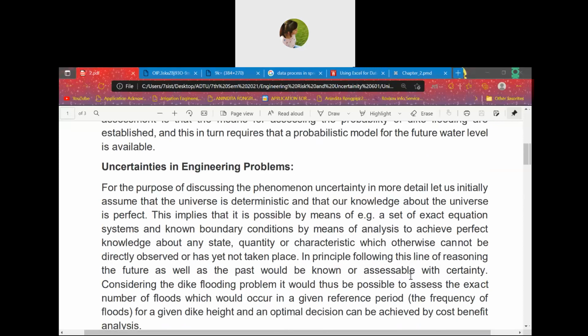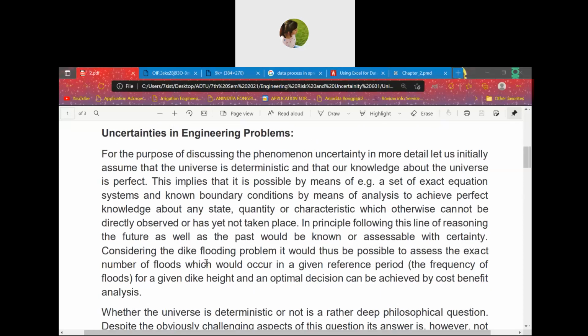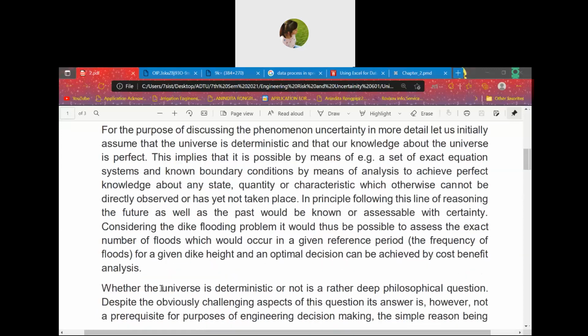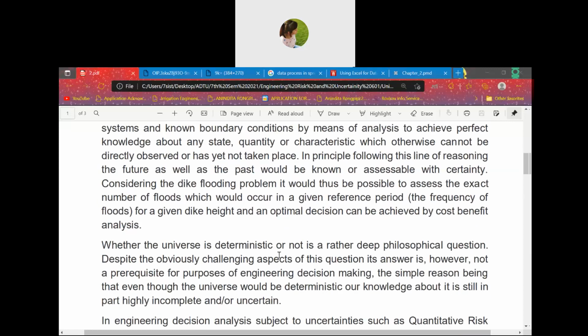Considering the dike flooding problem again, it would thus be possible to assess the exact number of floods which would occur in a given reference period. So the dike flooding problem can be considered as assessing the risk by assuming the exact number of floods, with the previous record, which would occur in the given time period. That is the frequency of the floods. In short, the frequency of floods should be determined for a given dike height, and an optimal decision can be achieved by cost-benefit analysis. About cost-benefit analysis, we'll study in our upcoming classes. Whether the universe is deterministic or not is a rather deep philosophical question.